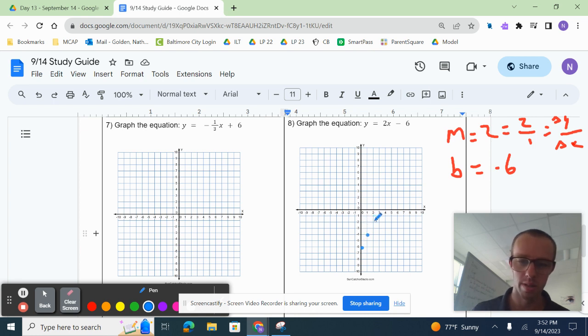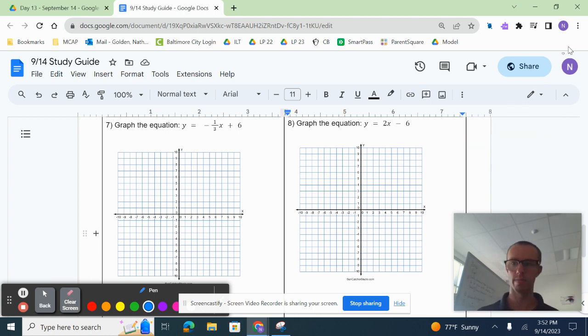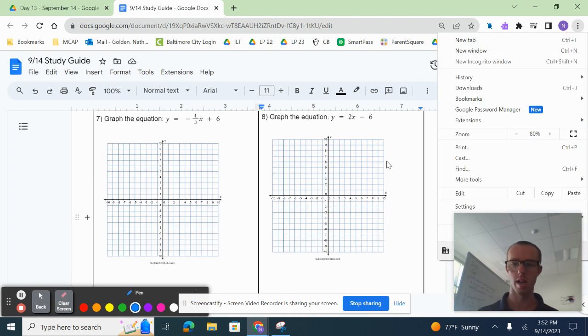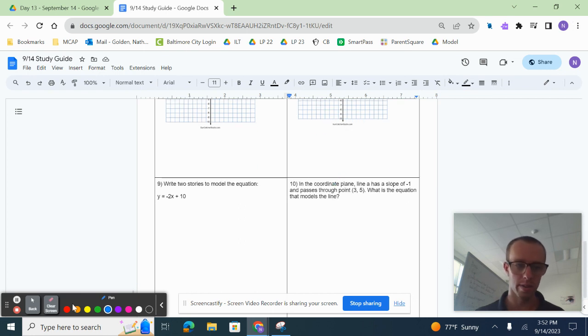Up 2 on the y over 1. And you only technically need 2 points for a line. Then I can make my line, okay? All right. Zoom back out a little bit. Finish this out.